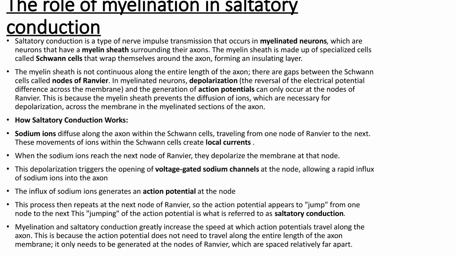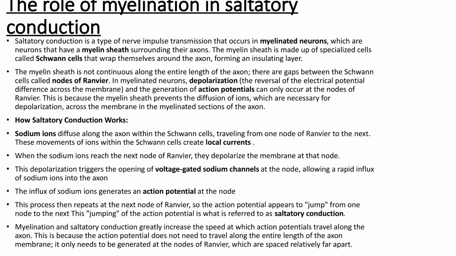The role of myelination in saltatory conduction. Saltatory conduction is a type of nerve impulse transmission that occurs in myelinated neurons, which are neurons that have a myelin sheath surrounding their axons. The myelin sheath is made up of specialized cells called Schwann cells that wrap themselves around the axon, forming an insulating layer. The myelin sheath is not continuous along the entire length of the axon. There are gaps between the Schwann cells called nodes of Ranvier.